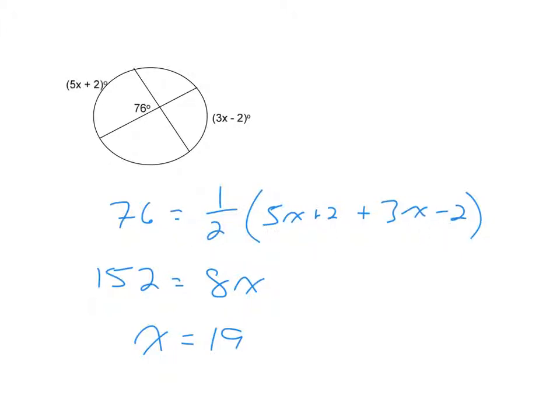Me personally, I don't want to work with fractions. I multiply both sides of my equation by 2. 76 times 2 is 152. 5x plus 3x is 8x, plus 2 minus 2 goes away. The 1/2 times the 2 went away too, so 8x is 152, divided by 8, x equals 19.